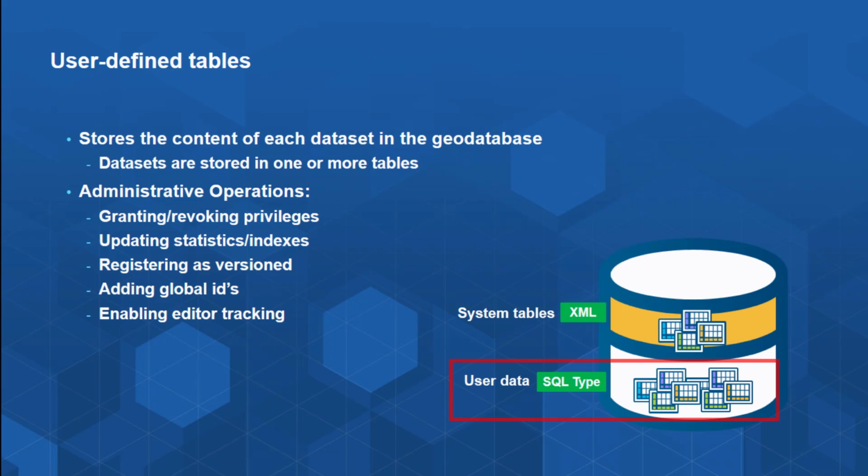So the type of administrative operations that we're going to perform on the user-defined tables are things like granting and revoking privileges, changing the structure of the tables themselves, things like adding and deleting fields, renaming fields, enabling archiving, enabling versioning. Those are the things that happen actually on the individual data set level.